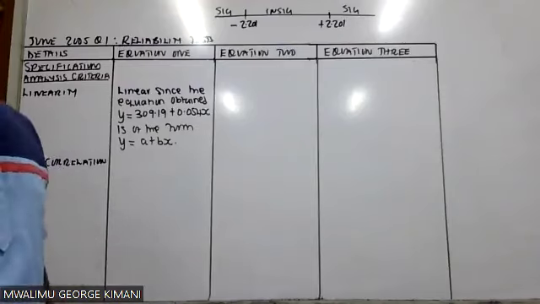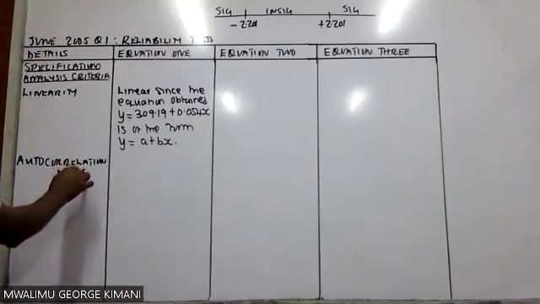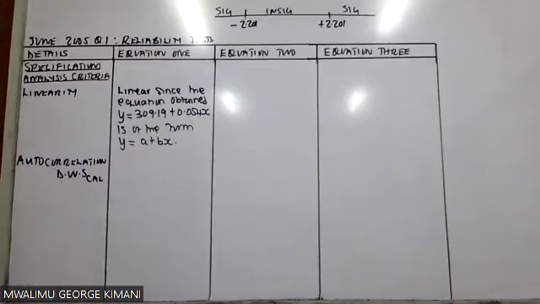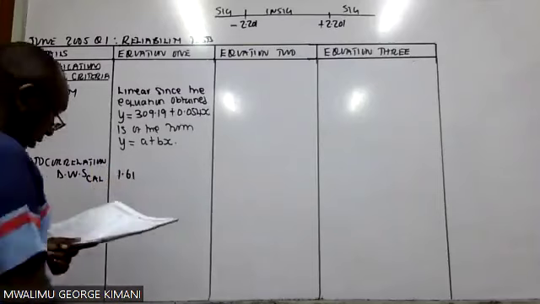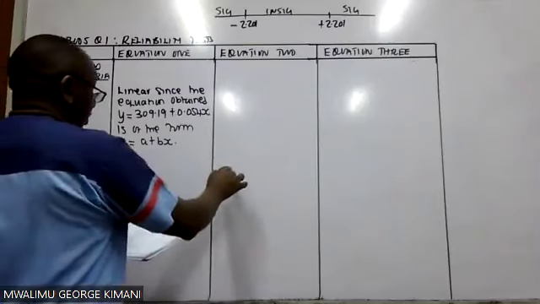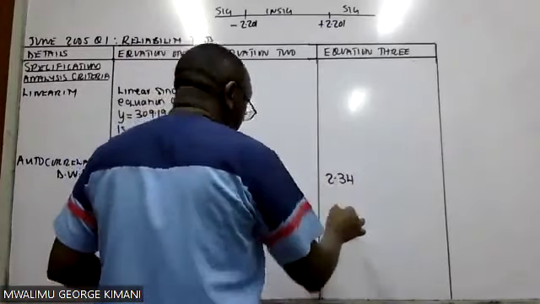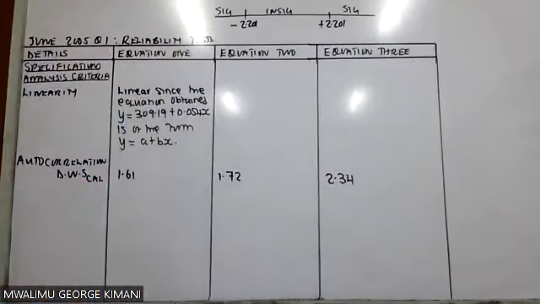And autocorrelation, we say it is tested using the Durbin-Watson statistic. So you will come here and give us the DWS calculated, the Durbin-Watson statistic. In our report, the Durbin-Watson statistic is given as 1.61. This other one is 1.72, and this other one is 2.34. Those are the Durbin-Watson statistics.